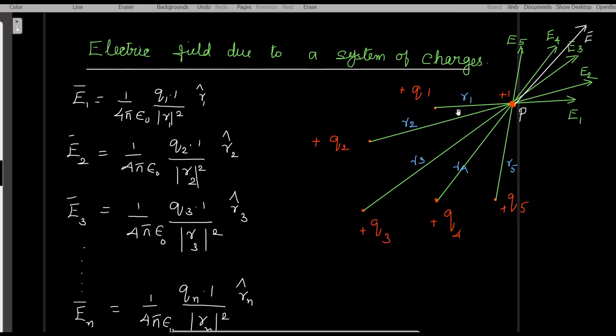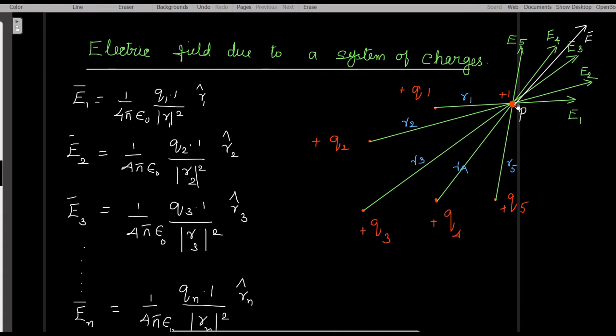Due to Q1, let E1 be the electric force experienced by this unit positive charge in this direction. So E1 equals 1 by 4 pi epsilon naught, Q1 into 1 divided by modulus R1 square, into unit vector R1. Similarly, this Q2 charge exerts a force E2 at P, and E2 equals 1 by 4 pi epsilon naught, Q2 into 1 by modulus R2 square, into unit vector R2.